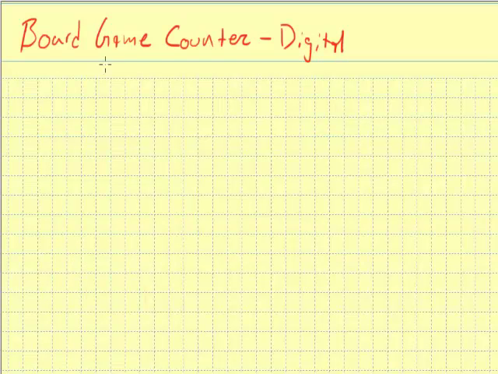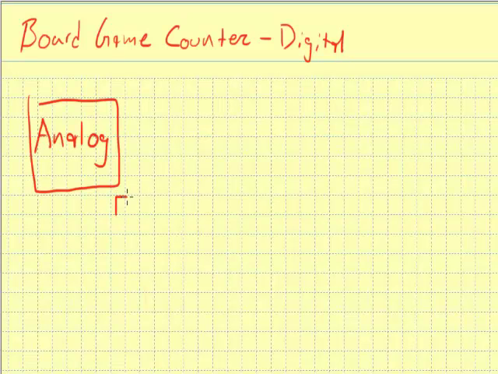I wanted to talk about the board game counter and the digital portion that you'll be working with. So basically, prior to that, you have created an analog portion, and that analog portion is giving you a clock pulse. And so basically, it's giving you this into what you created with a sequential logic portion.